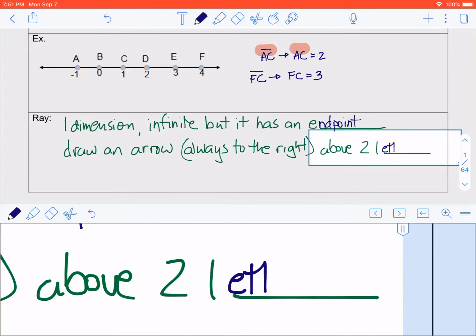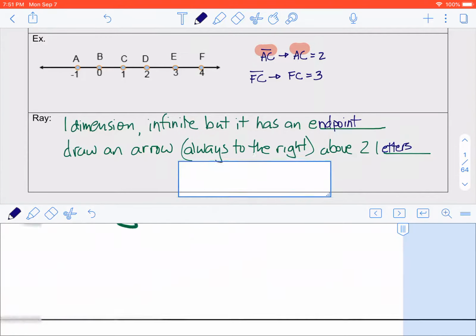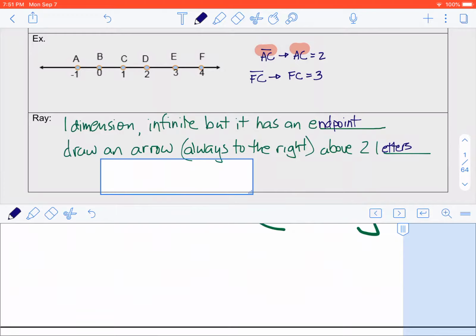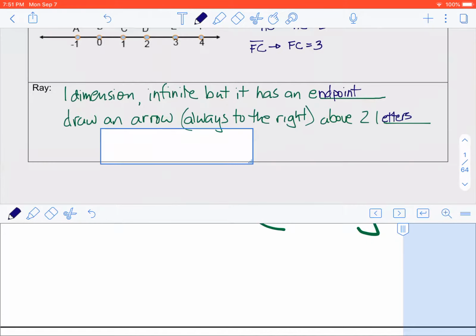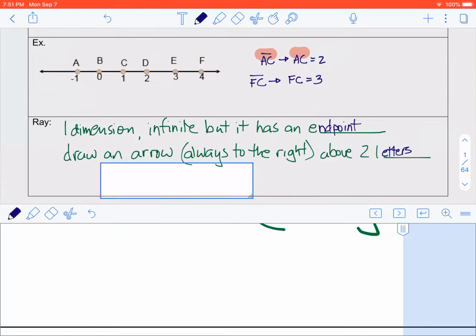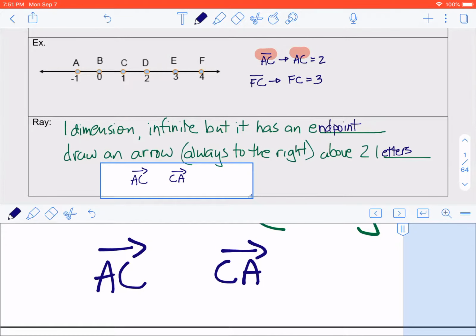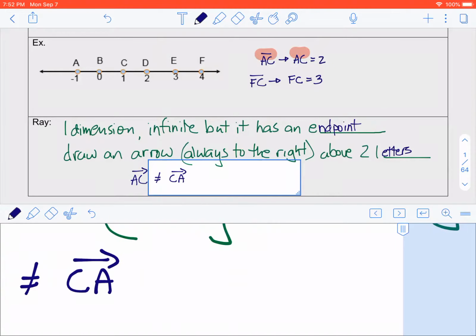So when I give it a name, right, these creative names that we give lines and rays and segments, capital letters, we put an arrow above it. So if I look at the line segment above us, A to C, right, starting at A going towards C. Now if you look at C to A, that's another ray, but that ray is not the same as AC.